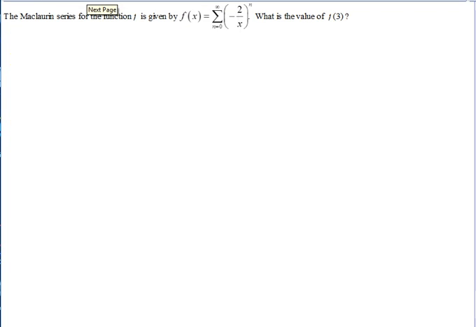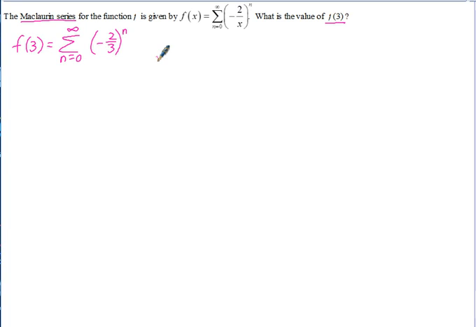All right. Now this next one says the Maclaurin series for the function f is given by this. So this one is a Maclaurin series. And it says, based on that, what's the value of f of 3? Well, let's go ahead and substitute and see what happens. So f of 3, we notice we're substituting 3 for x, not for n, would be the series from n equals 0 to infinity, negative 2 over 3 for x to the n.